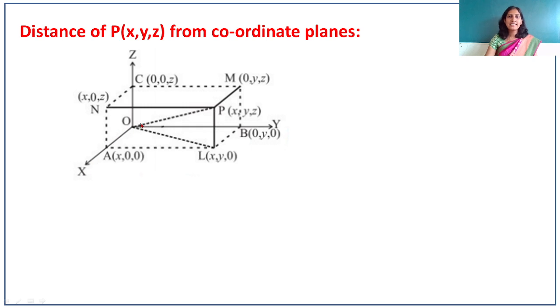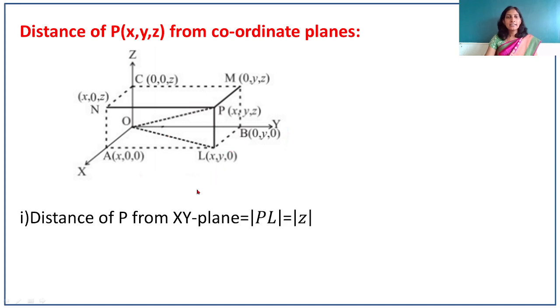Suppose there are three axes, x-axis, y-axis and z-axis, and this is a point P in space (x, y, z). We draw the planes which join these coordinate axes. Then what is the distance? First, the distance of P from the xy plane. The xy plane is here, so this distance is PL, the perpendicular PL.